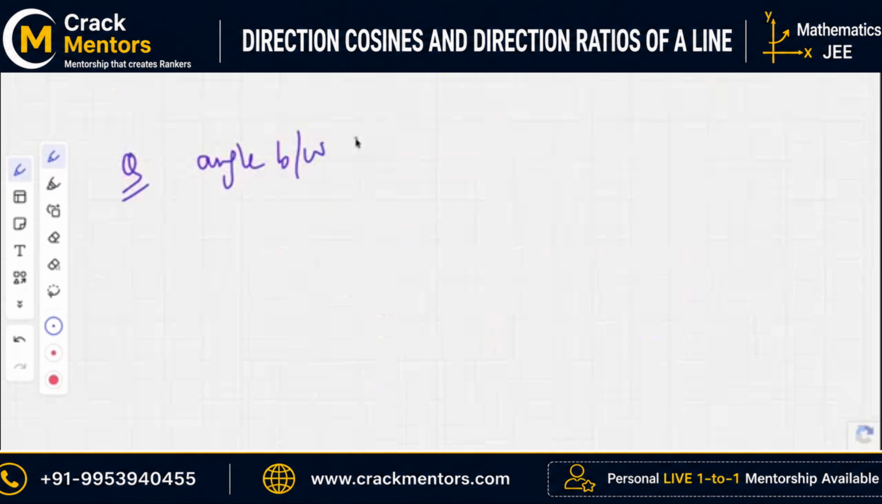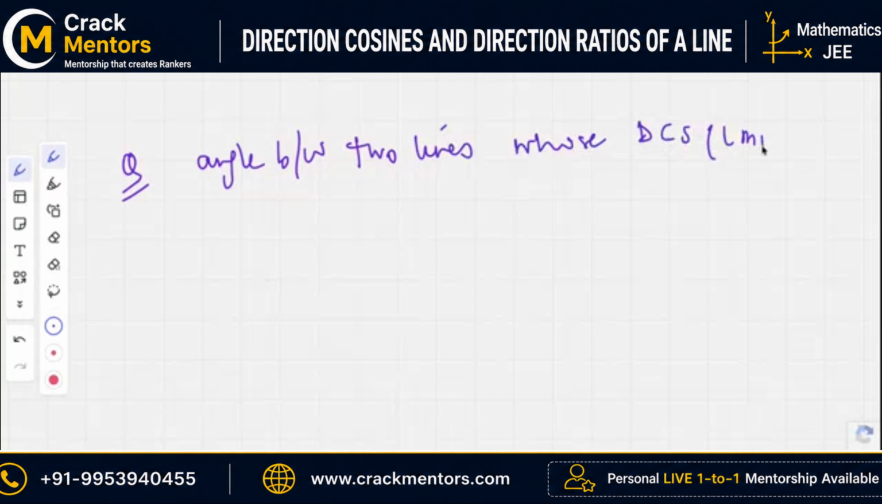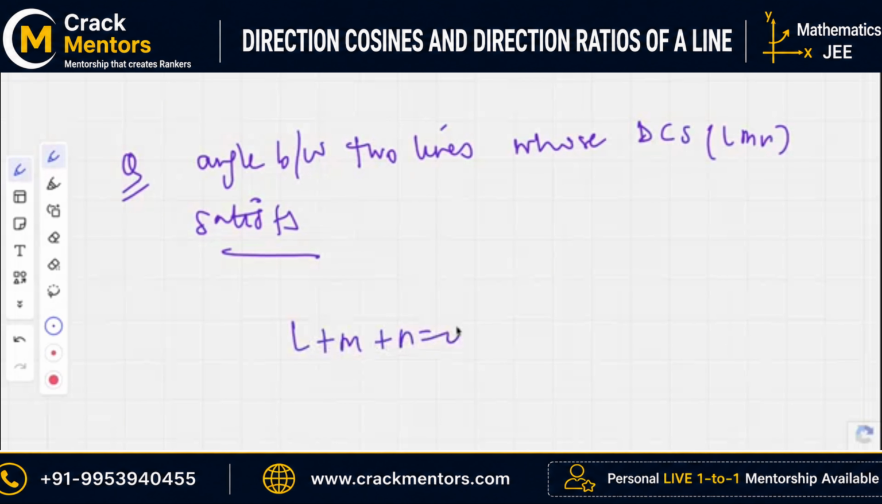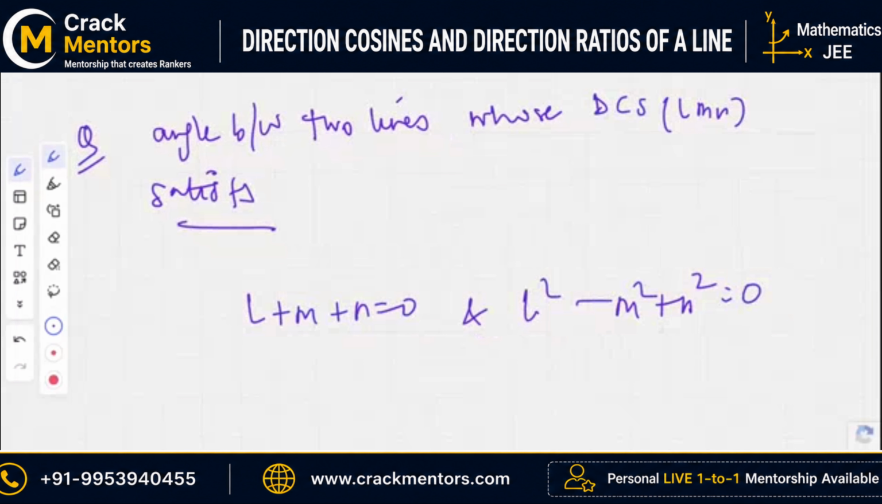Angle between two lines whose direction cosines L, M, N satisfy L plus M plus N equals 0 and L square minus M square plus N square equals 0. So very standard questions. What happens here is you have to solve these. So you get triplets of direction cosines, and most likely you will get two triplets so that you can find the angle between them.